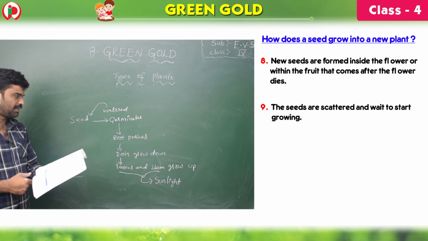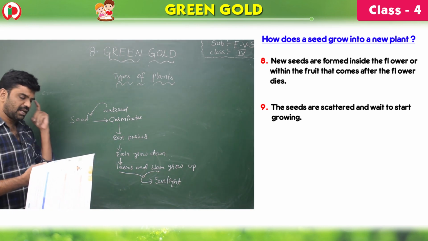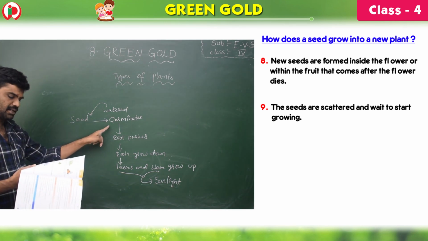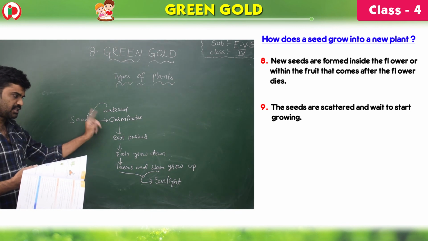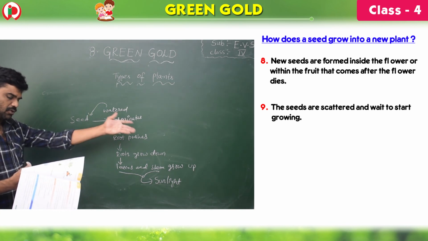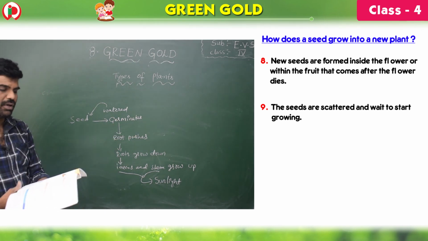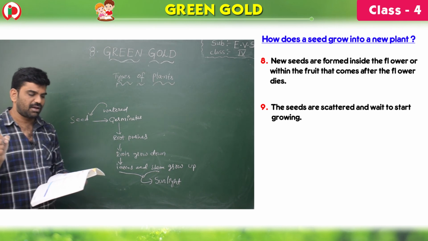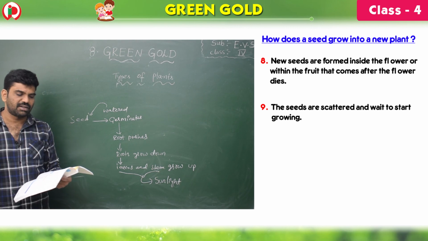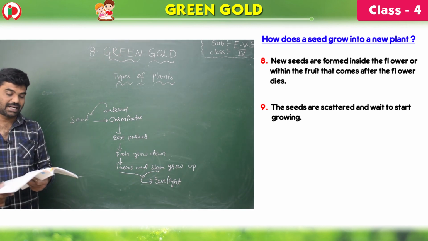See, children, how the plant grows. The life of a plant starts with a seed. Once the seed is watered, it germinates. When it germinates, the root pushes through the seed coat and the root grows down. Leaves and the stem grow towards the sunlight. Leaves make the food. Flowers form and bloom. New seeds are formed inside the flower or within the fruit. The seeds are scattered and wait to start growing. This is how the life cycle of a plant continues.